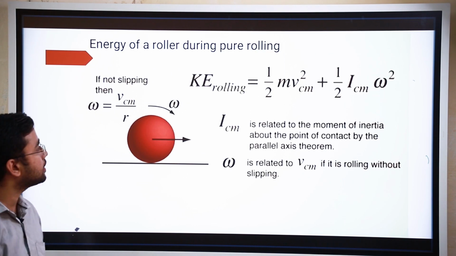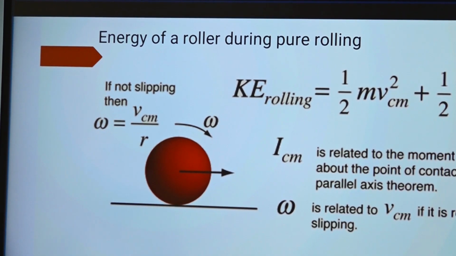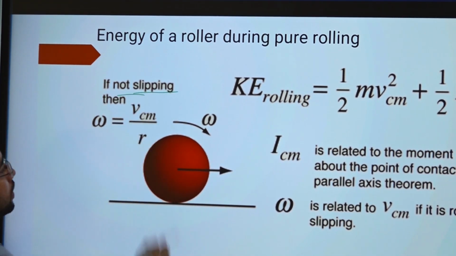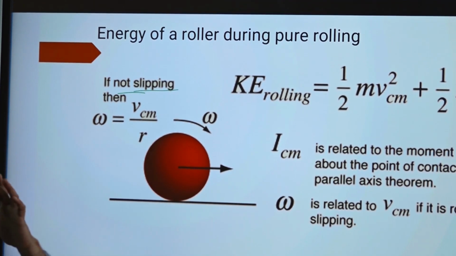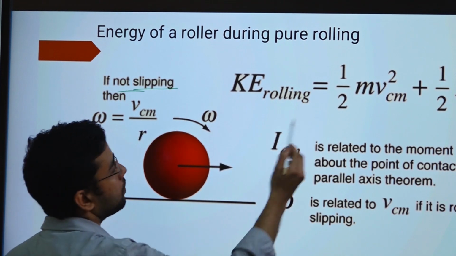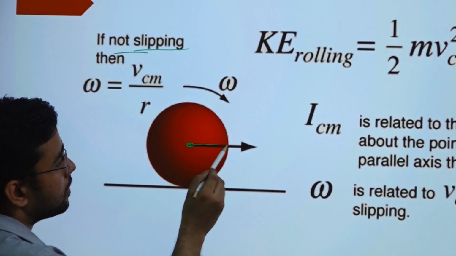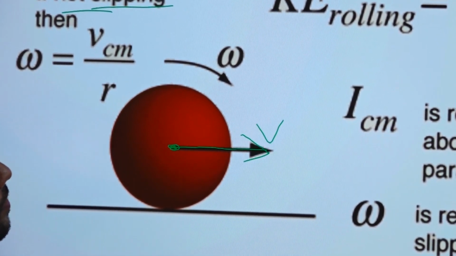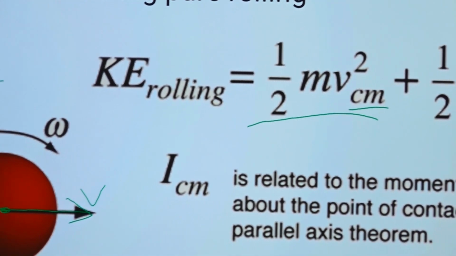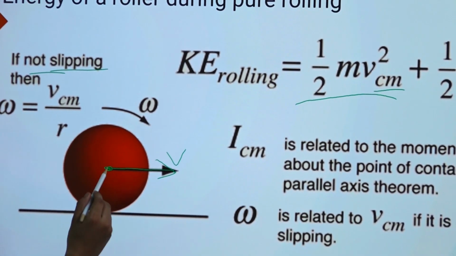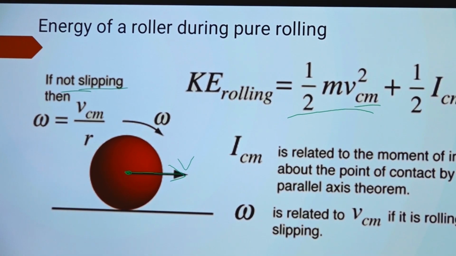Before doing some numericals, let us study the energy of a rolling body. So this is a roller which is rolling without slipping. Let us find out the expression of the energy that it possesses. The kinetic energy, first, is because of the motion of its center of mass. Its center of mass is simply moving away with velocity v. So because of that, it will have half m v center of mass square, which is the kinetic energy of the body when we consider this body concentrated at its center of mass.